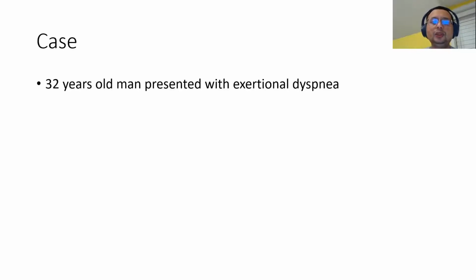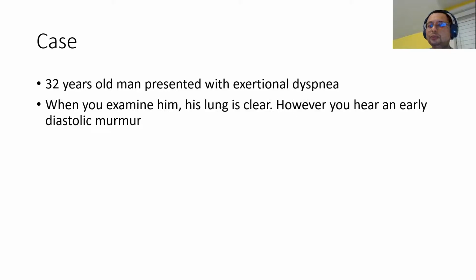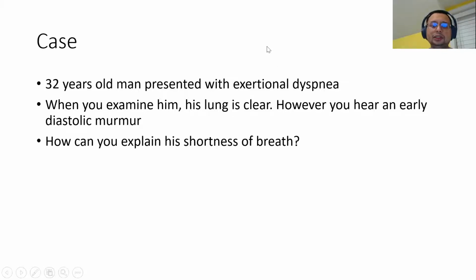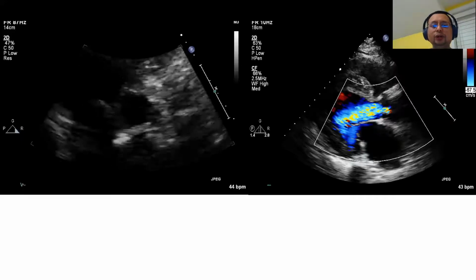So let's look at our first case for today. We have a 32 years old man presented with exertional dyspnea. When you examine him, his lung is clear, the JVP is not elevated. However, you hear an early diastolic murmur. So how can you explain the shortness of breath in this patient? Okay, so ECG is all normal, but when you do an echocardiogram, you see this.